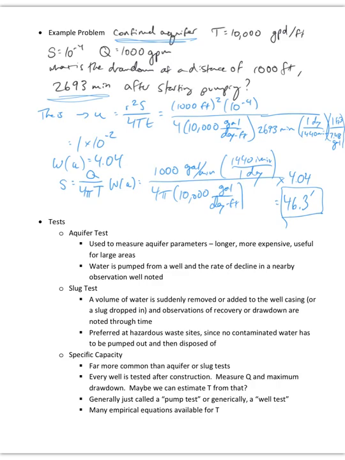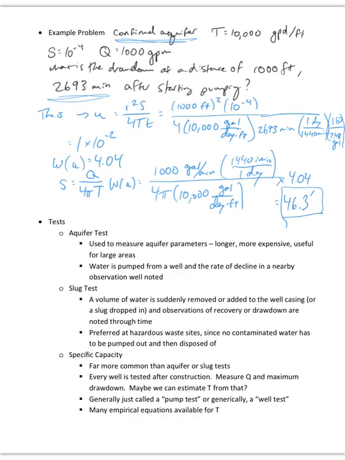And then I wanted to just talk a little bit about well tests. One of the places that engineers interact with wells a lot is in testing and the results of tests. There are 3 kinds of tests I've listed here: aquifer tests, slug tests, and one that I call specific capacity testing. And these all have different purposes.